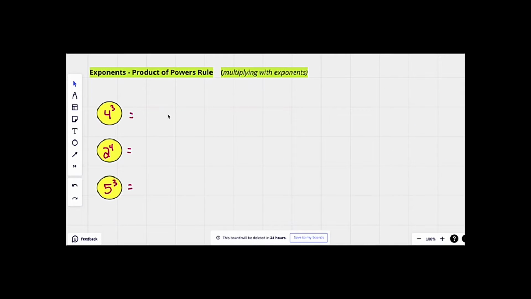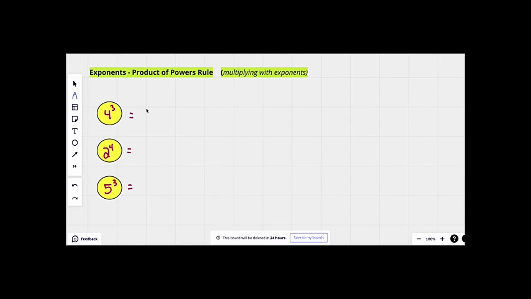Before we talk about the laws of exponents, we need to first make sure we understand what exponents are and what they mean. So we've got three examples here, which is 4 to the power of 3, 2 to the power of 4, and 5 to the power of 3. So the 4 here, that is the whole number, is known as the base. And the 3 would be the exponent, or the power. In this case, it is the power of 3.